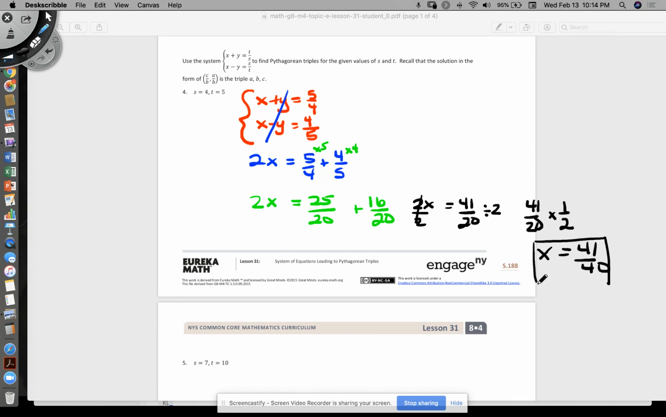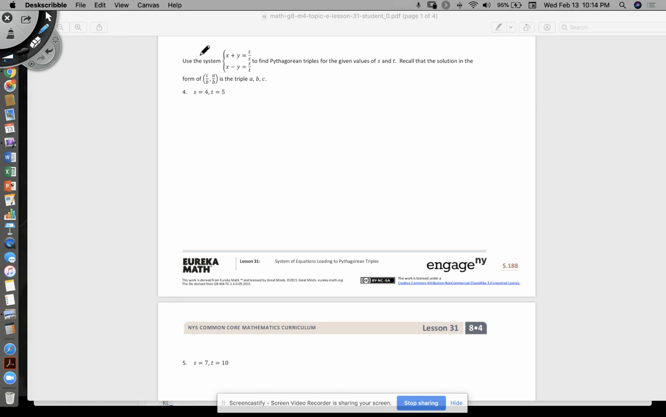That's just my x. So I'll give you a second to write that down because I have to erase to write my y, which is why I said you either want to attach a piece of paper here for your work or just write really small. All right, so now I'm going to take that number and I'm going to plug it into one of these equations up here so I can find the y. I'm just going to pick the first one. So we're going to say 41 40ths plus y equals 5 over 4. All right, so we're going to subtract 41 40ths.